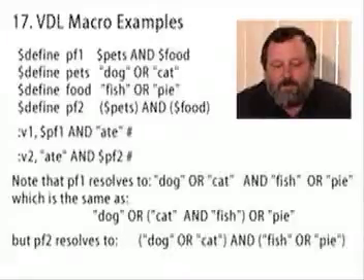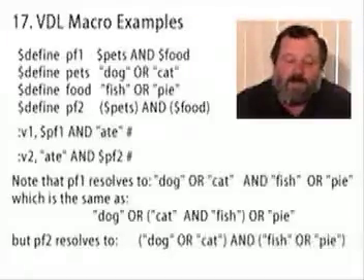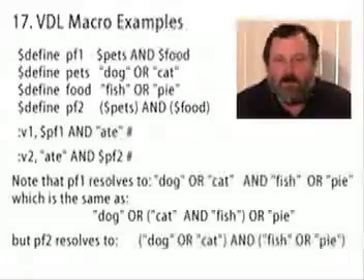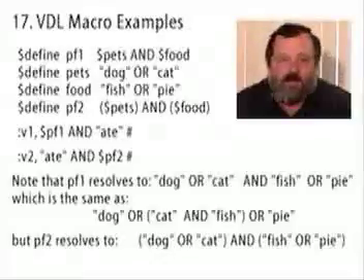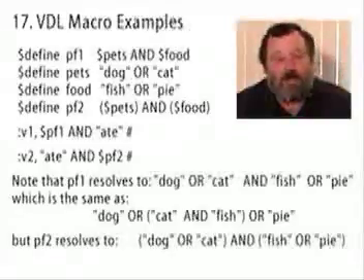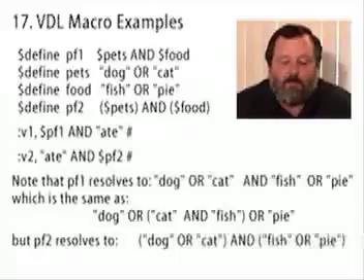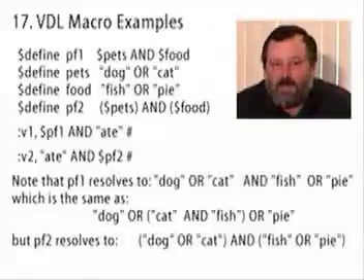Note that PF1, when it's actually used, will be expanded to the complete pattern, dog or cat and fish or pie. And due to the AND operator having higher precedence than OR, that really is the same as dog, or cat and fish in parentheses, ORed with pie. That might not have been the desired pattern in this case.